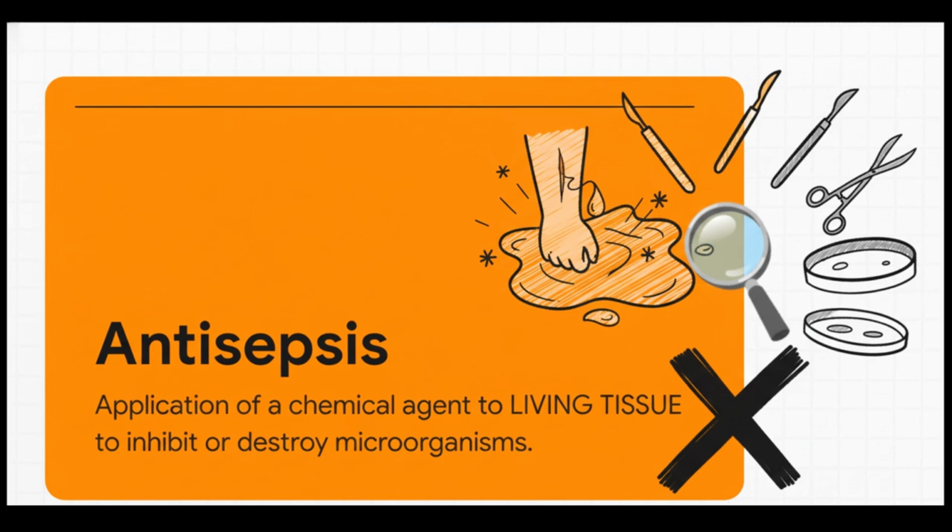Now, this one is for people. You can't sterilize a patient's skin, right? Of course not. But you can apply an antiseptic, like povidone iodine, right before the surgeon makes an incision. So the easy way to remember it is, sterilization and disinfection are for objects, antisepsis is for living tissue.